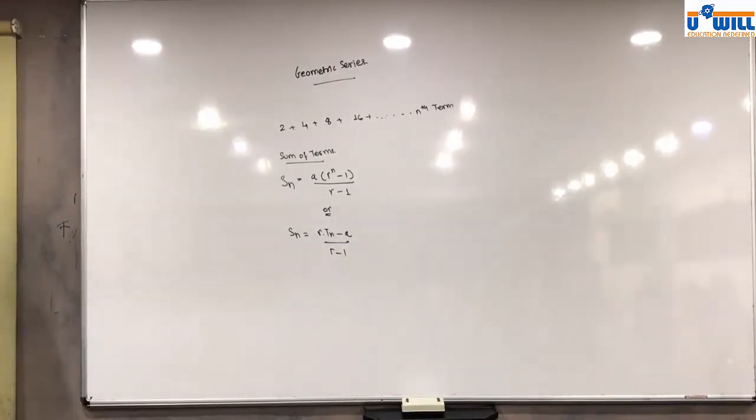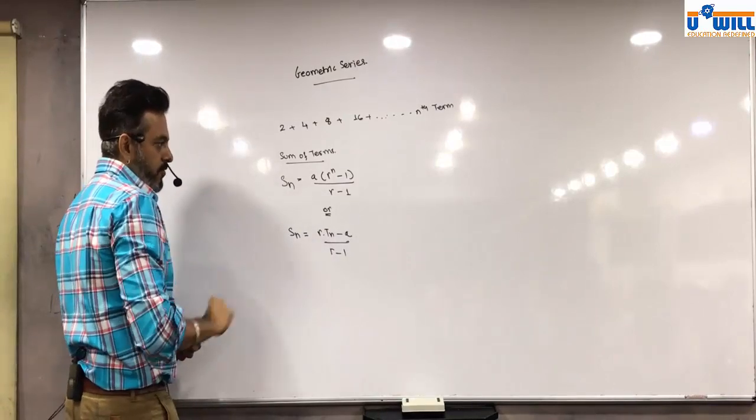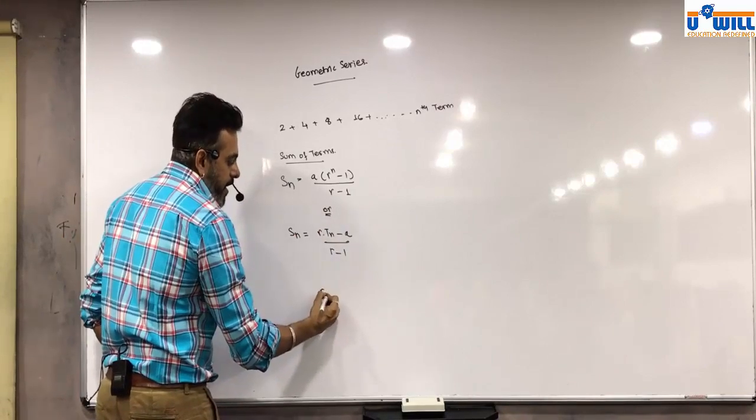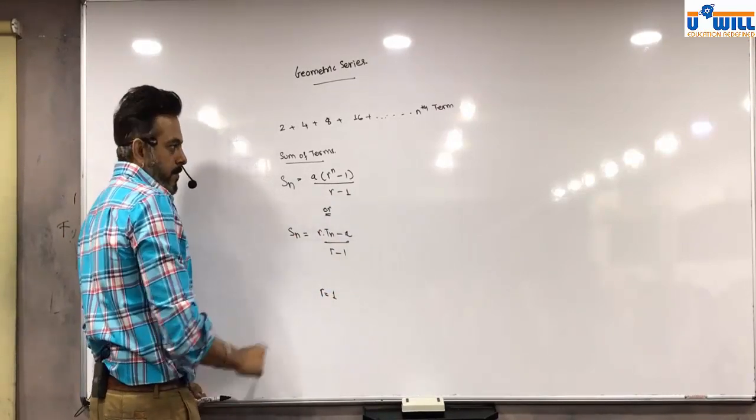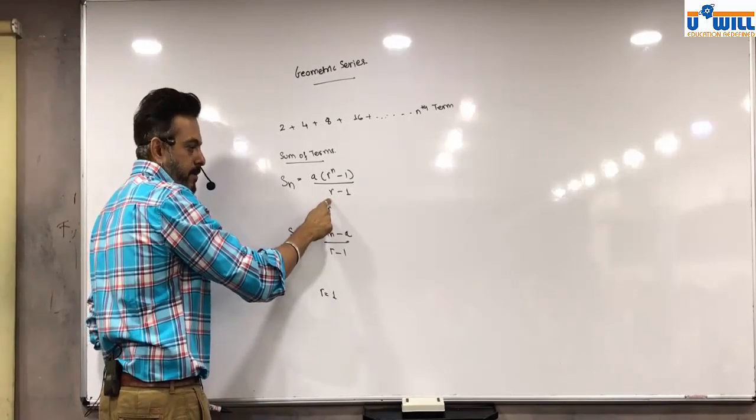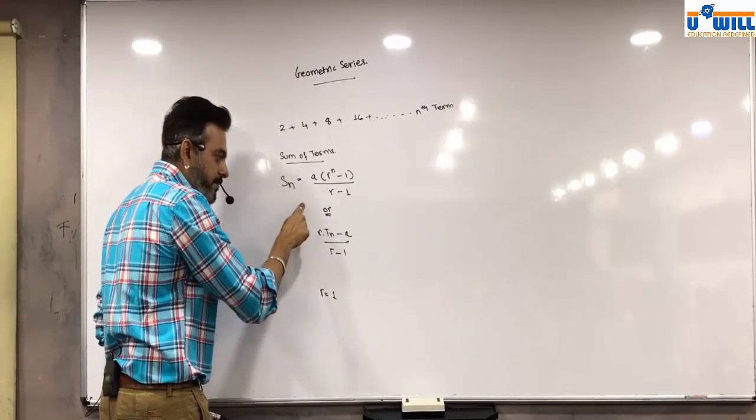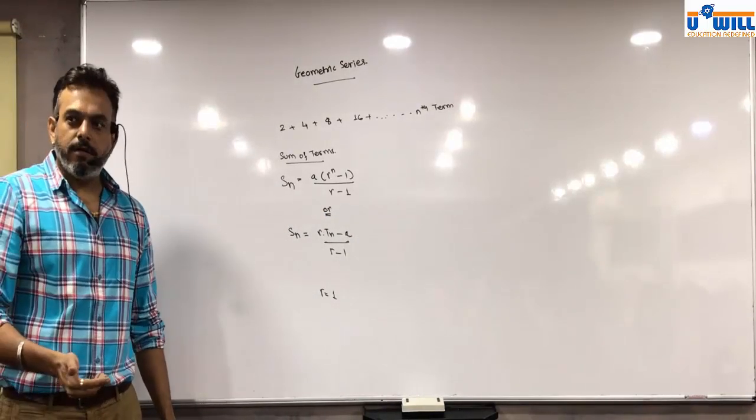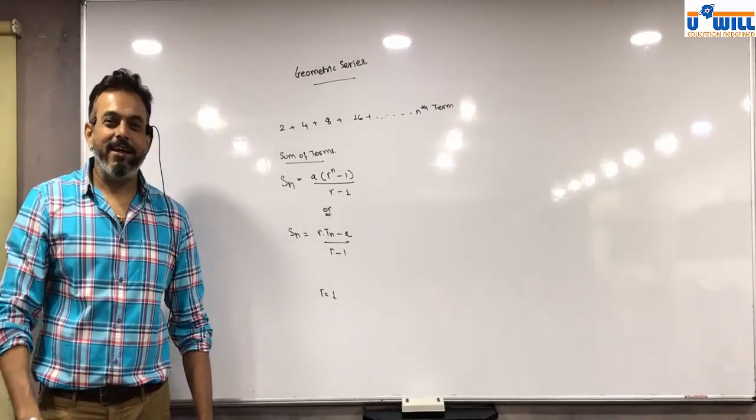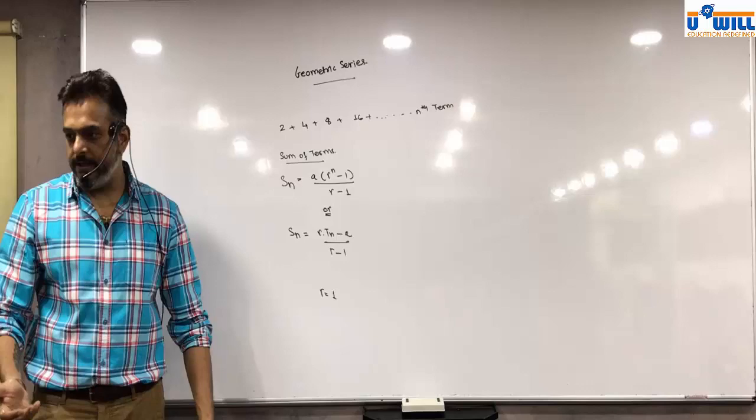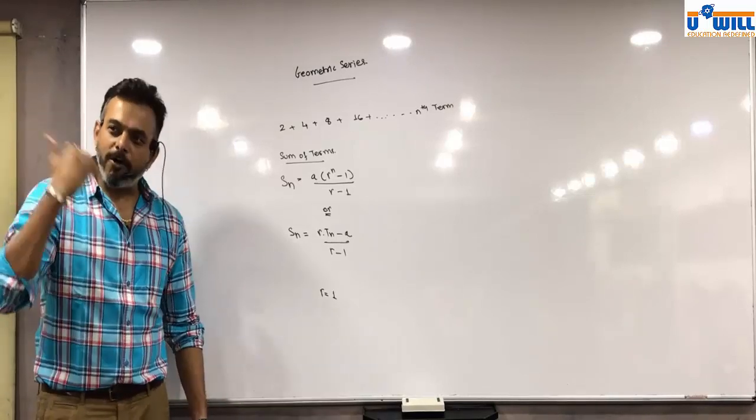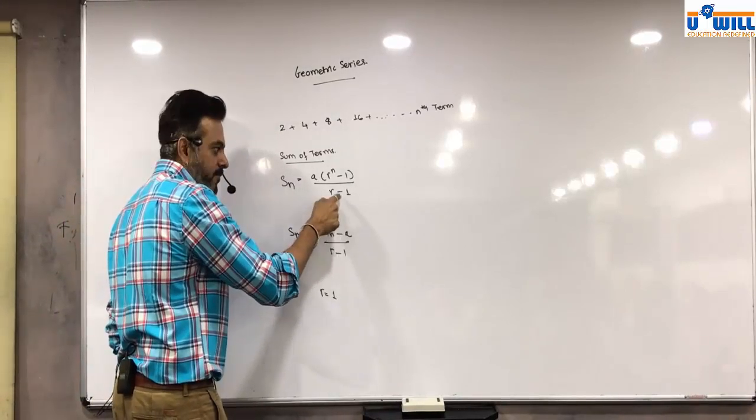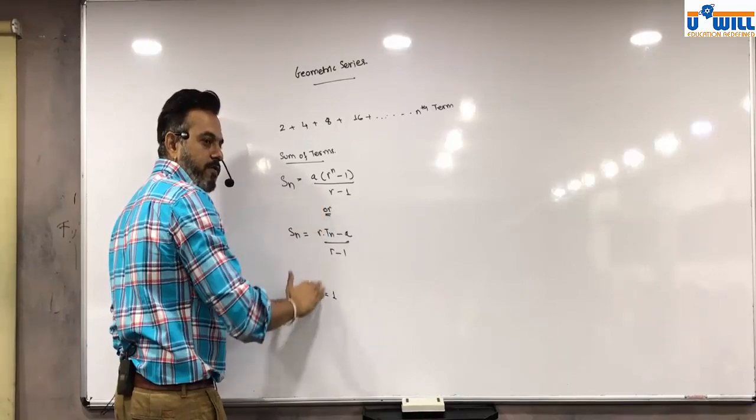Now over here, if r is equal to 1, what will happen? The 1 minus 1 will become 0. So can we use this formula? Anything upon 0 is what? It's infinity, undefined, we don't know. But 0 upon anything is 0. So if r is equal to 1, the denominator becomes 0, and then we cannot use this formula.